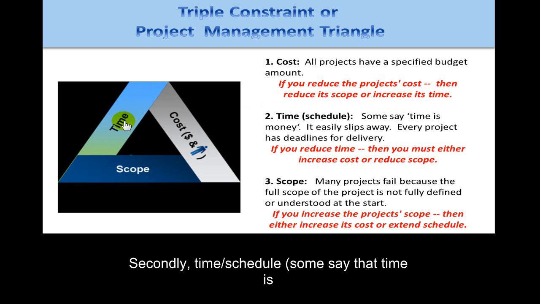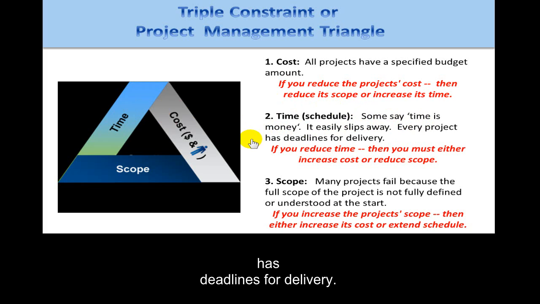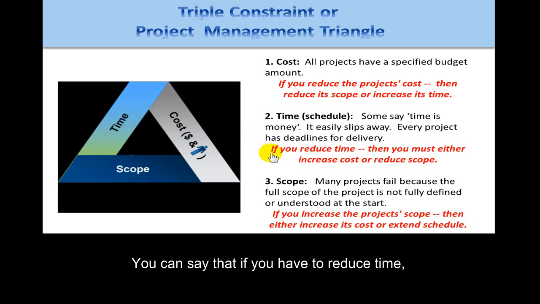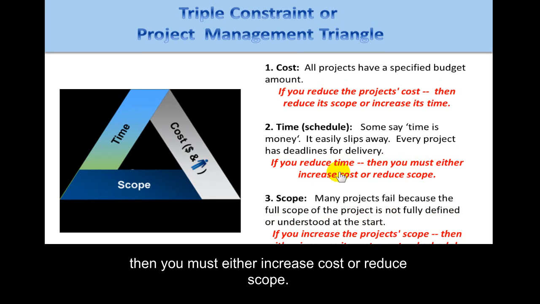Secondly, time or schedule. Some say that time is money. It easily slips away, and every project has deadlines for delivery. So you could say that if you have to reduce time, then you must either increase cost or reduce scope.